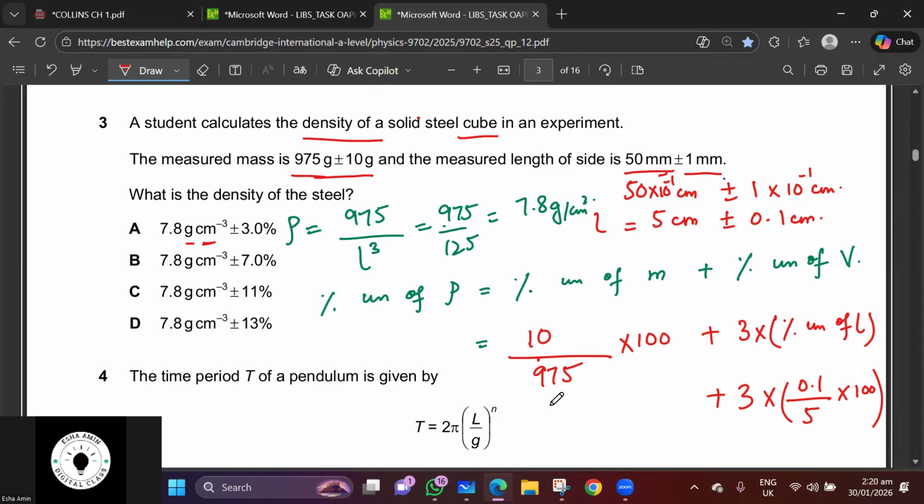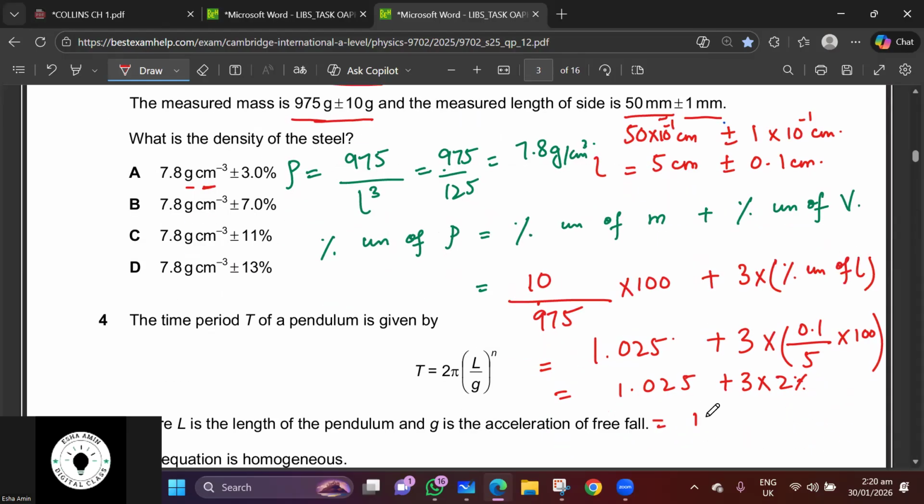When we calculate it, this will be 1.025, plus 3 times, and when we calculate it, this will be 2. So that is 1.025 plus 6, which equals 7.025, or around 7. So the percentage uncertainty of density is 7%. So that means this will be option B.